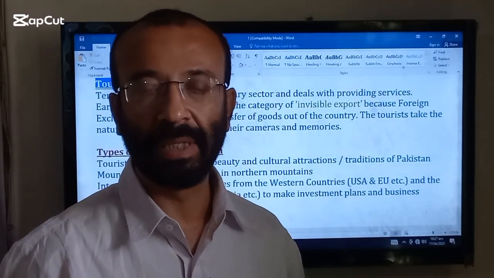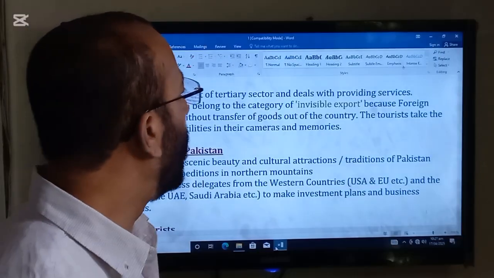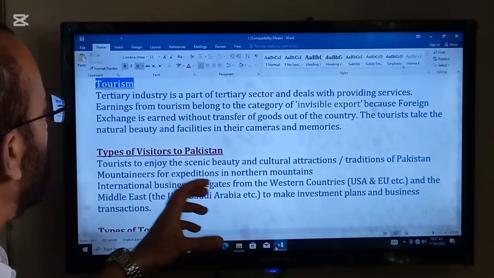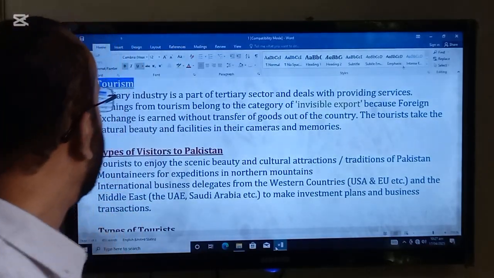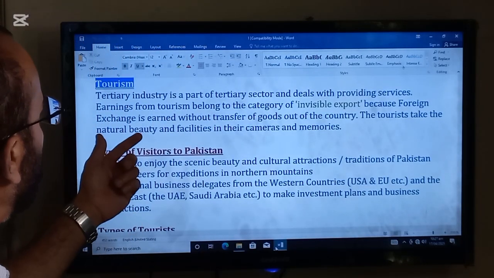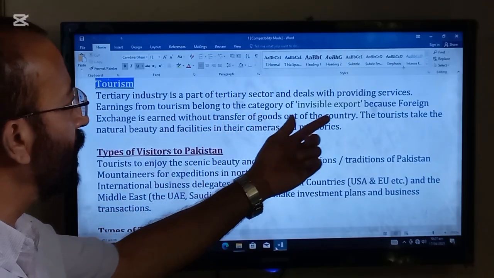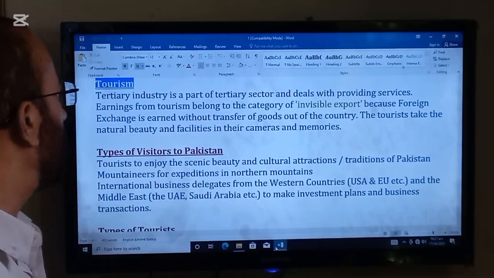Good morning, students. The next topic in geography is tourism, and the first lecture in the topic which we are going to start is the types of the tourist. So, tourism is a tertiary industry, a part of the tertiary sector, and deals with providing services. So, tourism is actually about the services.